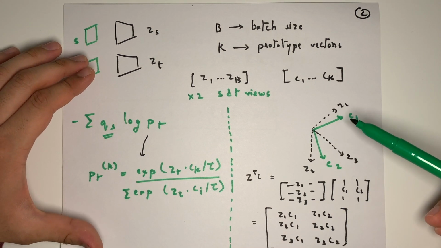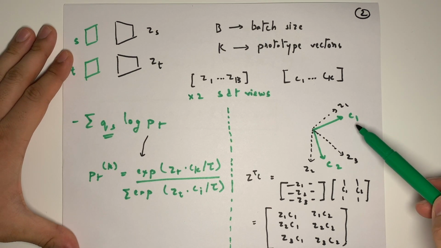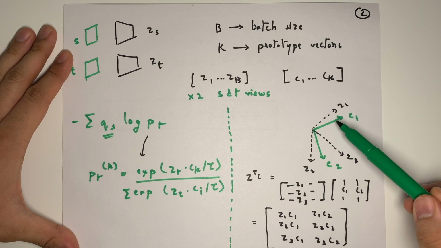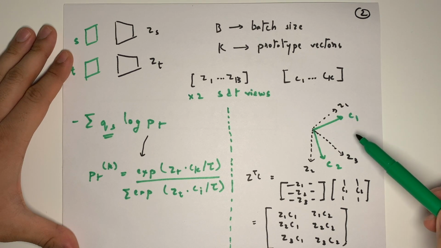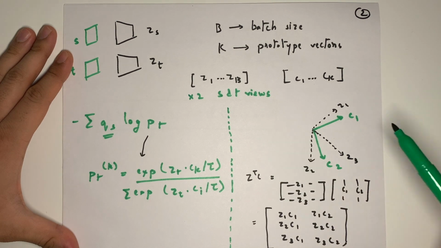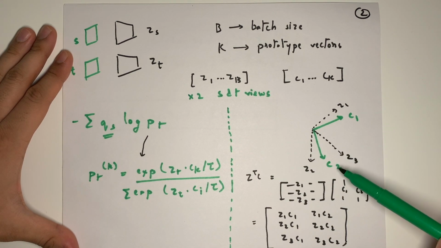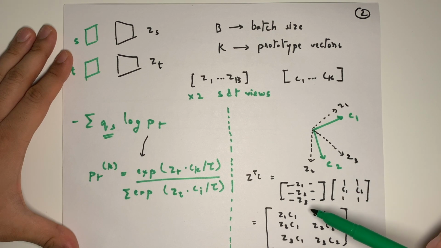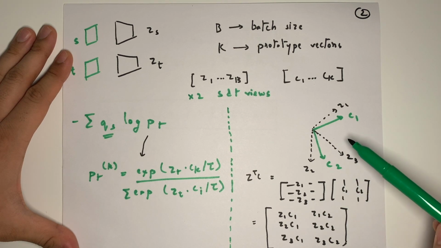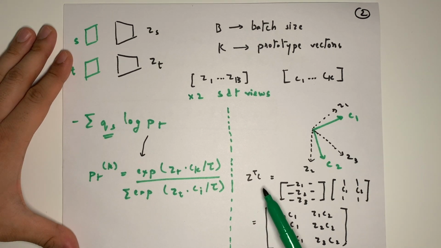Let's take an example of how this loss function is formulated for SwAV. Say you have two prototype vectors in this example, and a batch size of 3. All of these z's are for a single view T. Z1 is closest to C1, while Z2 and Z3 are closer to C2. To compute how similar each of these representations is to the prototype vectors, you compute Z transpose C, a matrix multiplication which gives you this matrix.